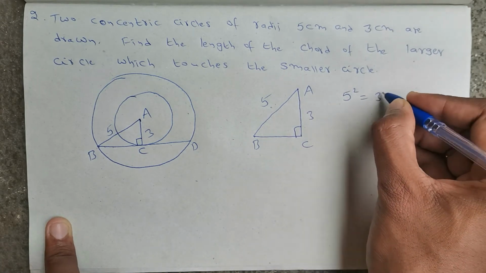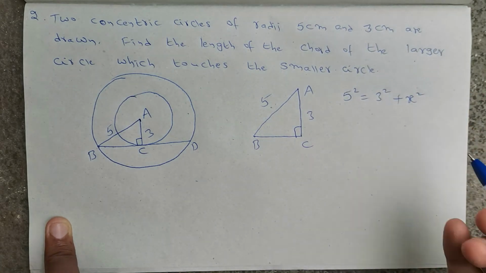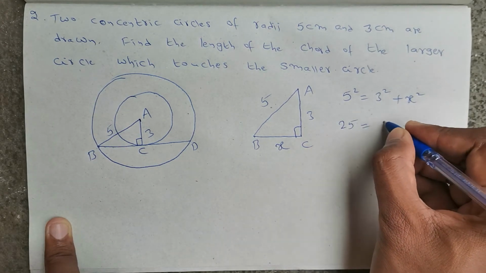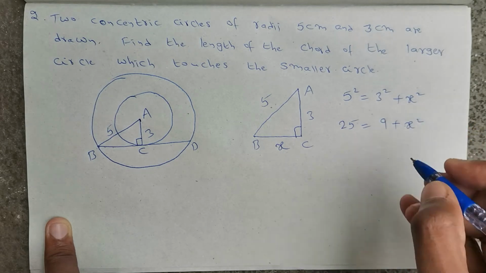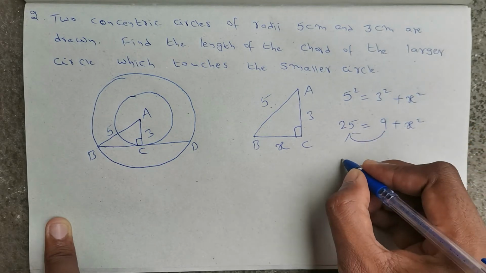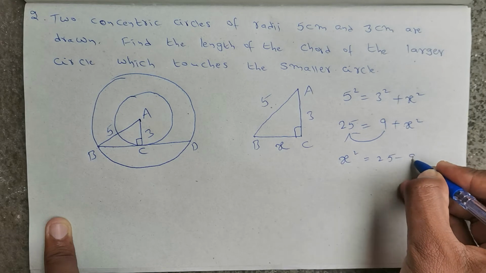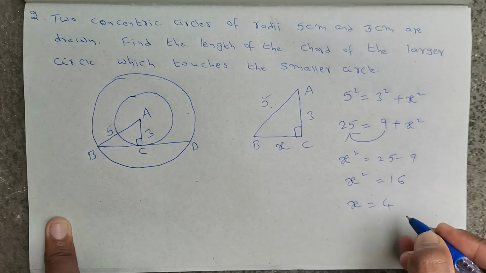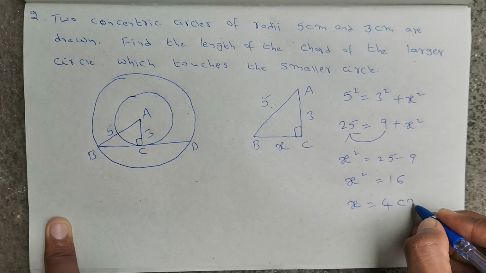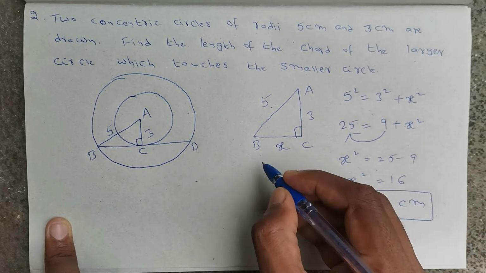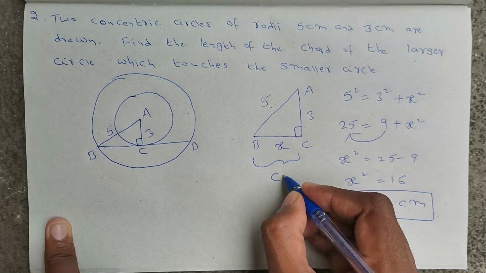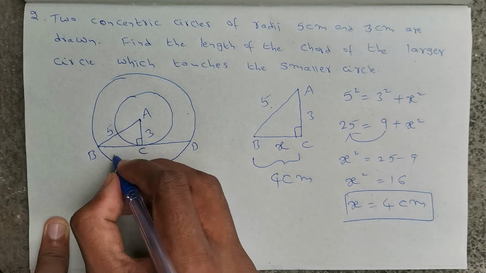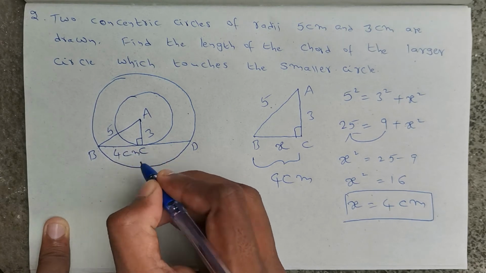Hypotenuse square is equal to first side square plus second side square. Here the second side I don't know, I am taking as x. 5 square, 25, is equal to 3 square, 9, plus x square. If we take 9 to the other side, x square is equal to 25 minus 9. Then x square is equal to 16. So x is equal to 4. All the measurements are in centimeters, so this is also in centimeters. It means this BC side is 4 centimeters. So from B to C it is 4 centimeters.